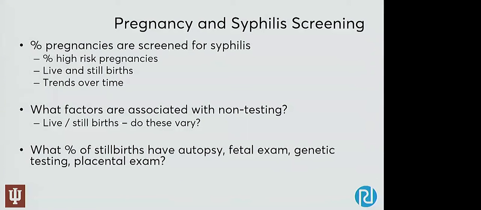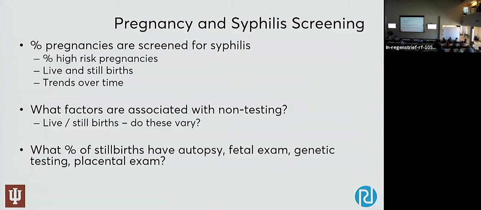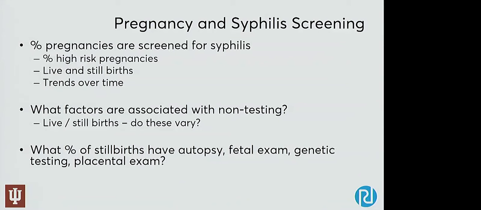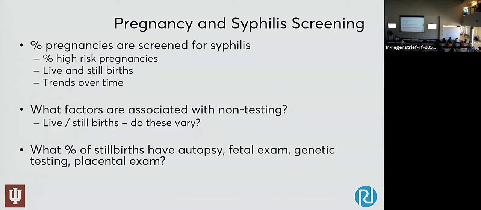We want to not only confirm and validate the coding of the ICD for stillbirth, but we also want to look at the factors that are associated with testing. So what might drive someone to get testing? Again, we hypothesize it's based on those who have prenatal care. We hypothesize it may be driven by other factors, but we want to confirm those through a more detailed study. And then we want to look at the proportion of stillbirths that do actually have fetal autopsies, exams, genetic testing, and placental exam, which are also supposed to be done as part of the delivery of the fetus.